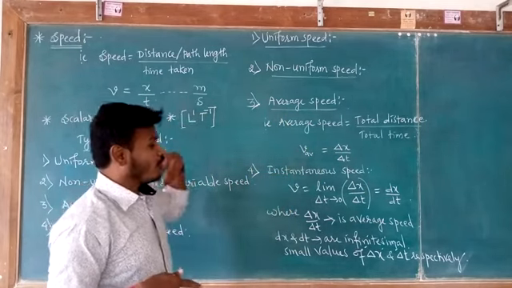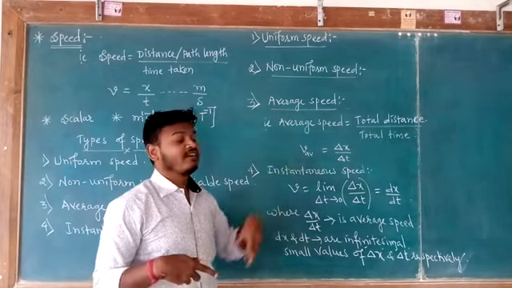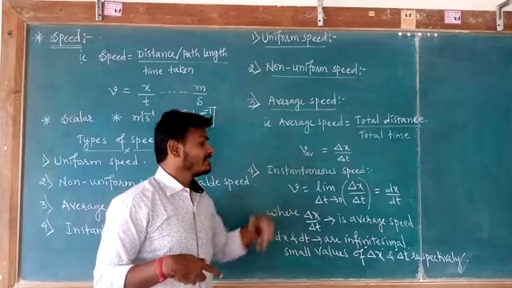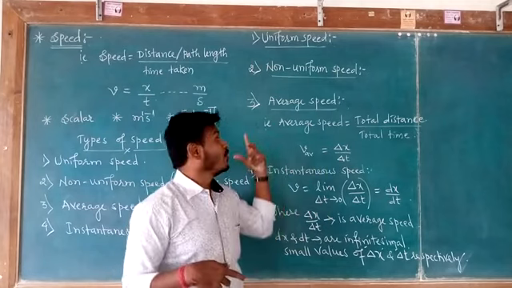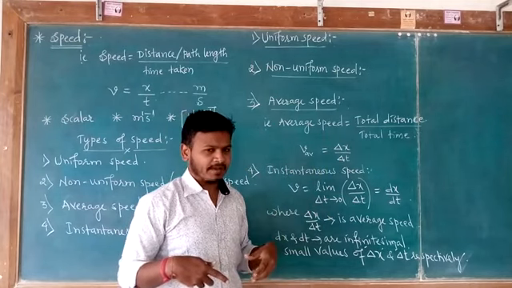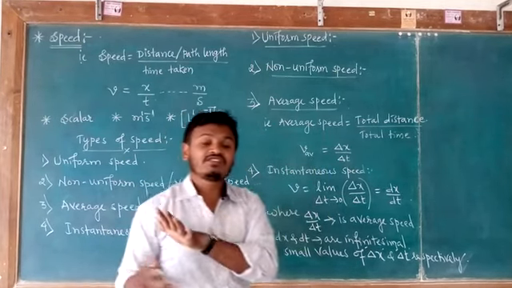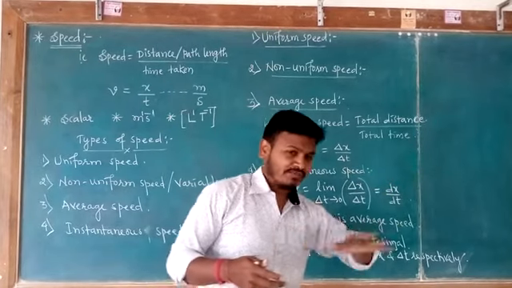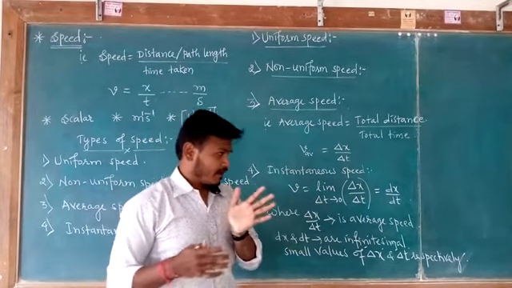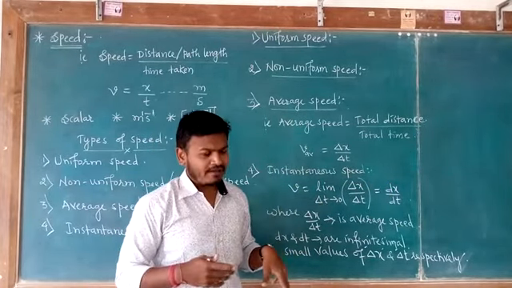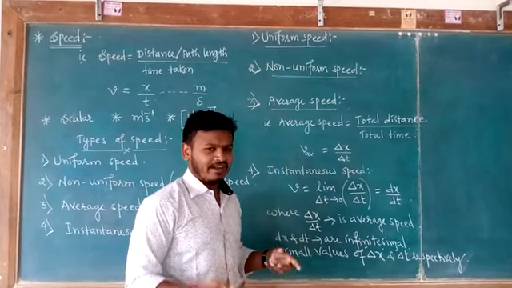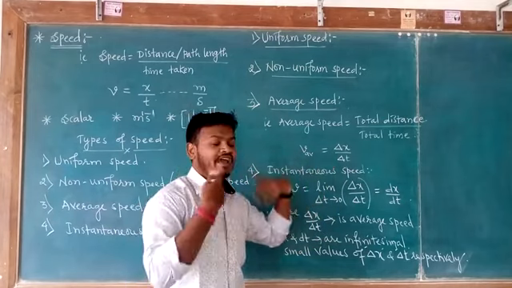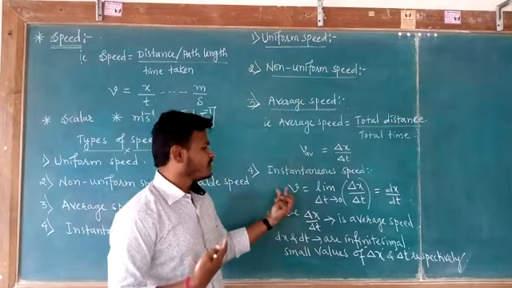And the next term we have is instantaneous speed. Instantaneous speed means what? The speed of a body at a particular instant of time is known as instantaneous speed. In other words, when a body is moving with a variable speed, the speed of a body at a given instant is known as instantaneous speed. Even though this can be defined in various forms, the first form is what?